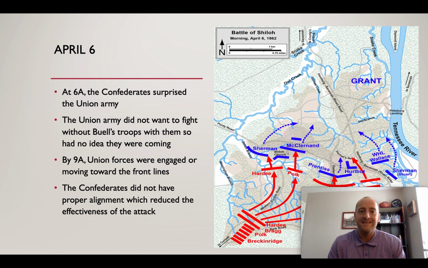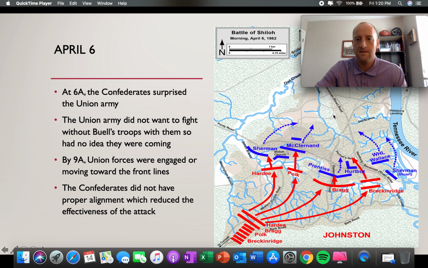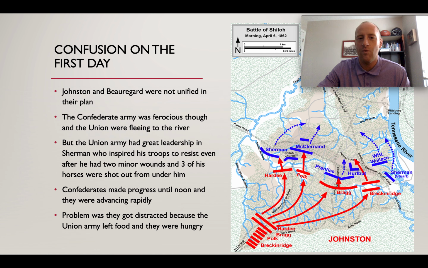Now, the Confederates, they didn't have proper alignment. This map here, let me move this up for you. This map here shows kind of what the outline looks like. The red is the Confederate side. The blue is the Union side. Because the Confederates were so unorganized, the attack didn't have the impact that they wanted, but it kind of worked out. The problem was the Confederates were not unified. Johnston and Beauregard on the Confederate side were not unified in their approach.